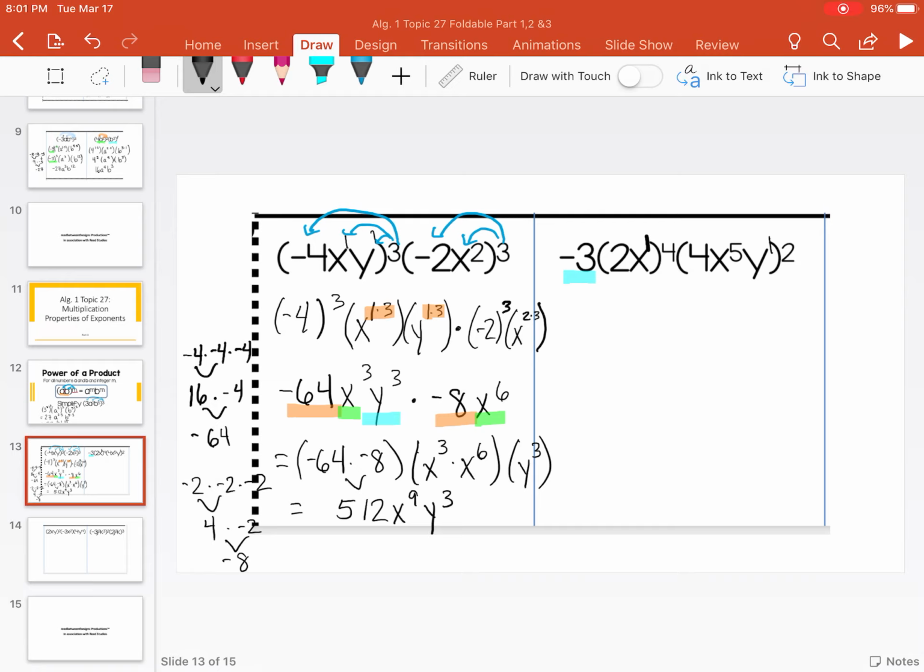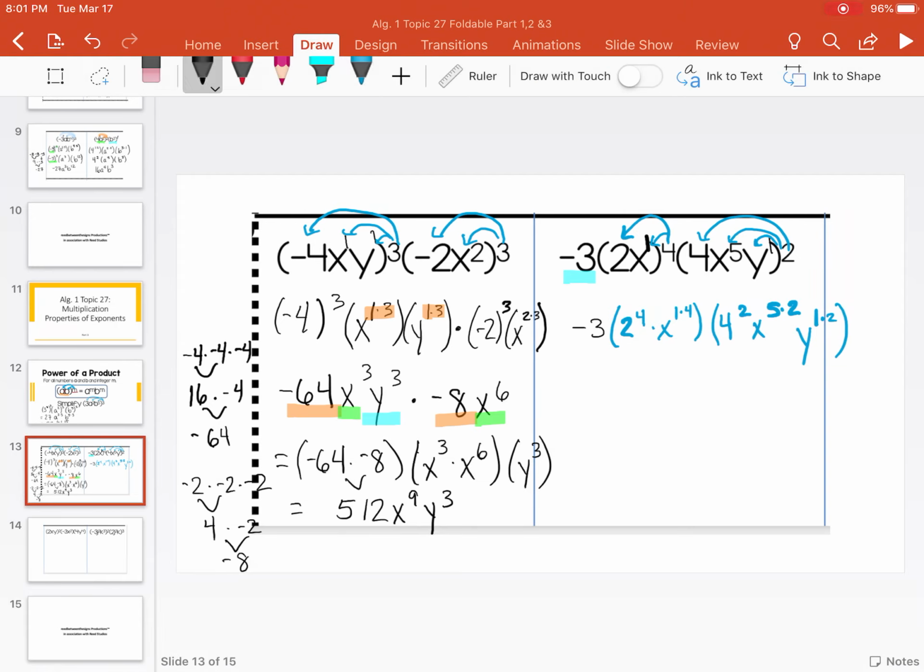So we can regroup this. I'm going to rewrite my negative 3 out here so I don't forget about it. And distribute, or apply, my exponents to every single thing. So this is going to be multiplied by 2 to the 4th times x to the 1 times 4, and then times 4 squared x to the 5 times 2, remember power raised to a power, times y to the 1 times 2.